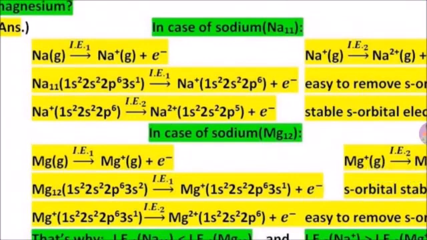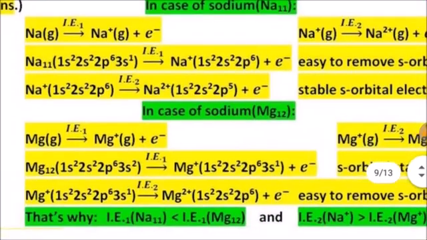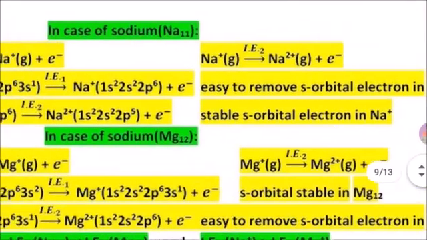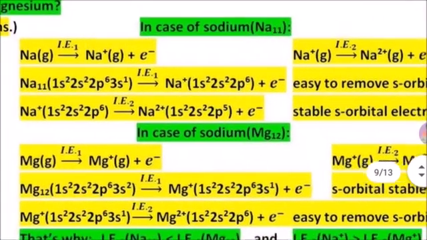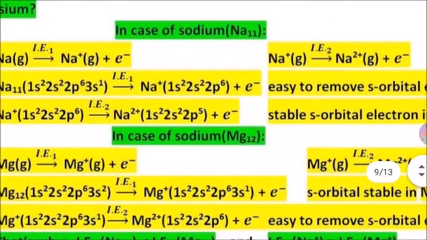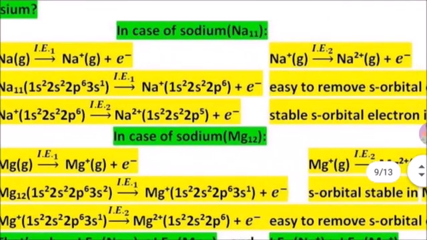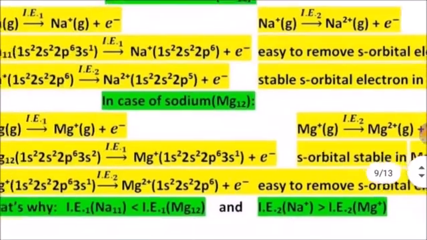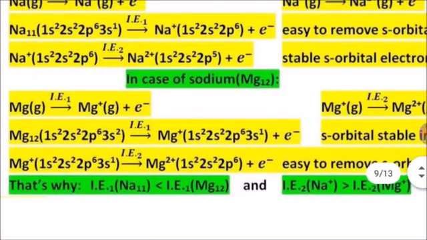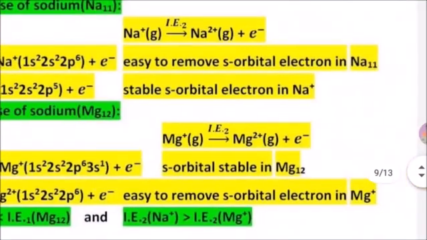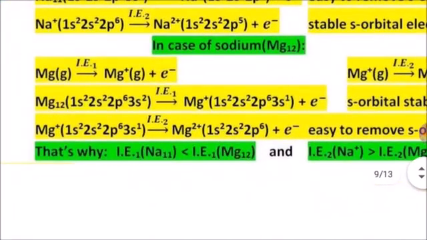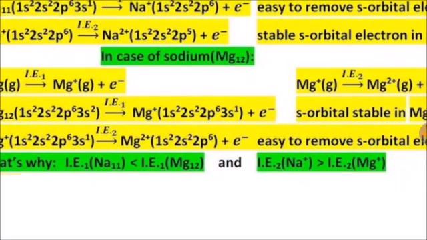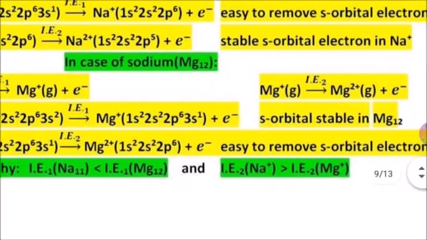In case of sodium, it has a stable configuration when one electron is removed. So it is easy to remove the s electron in Na11, but when it is a cation, its ionization enthalpy is great because 1s2 2s2 2p6, the p orbital, is fully filled, so it is a stable configuration. In case of magnesium, in Mg positive the configuration is 1s2 2s2 2p6 3s1, and Mg2 positive is 1s2 2s2 2p6, so the electron is easy to remove from the s orbital in magnesium.